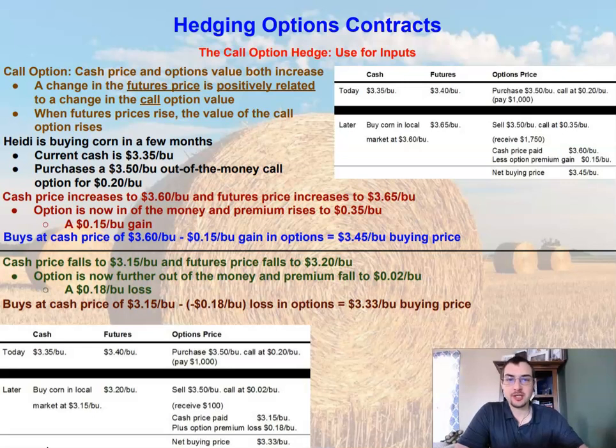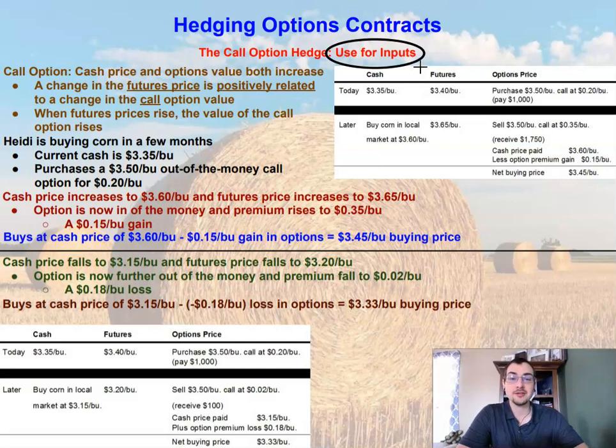Now that we've seen how we can use a put option to hedge for our outputs, let's look at a call option to use for our inputs. Of course, a lot of the general concept is going to be the same, but there are a couple of key differences about a call option. First off, we're going to be using a call option for inputs.